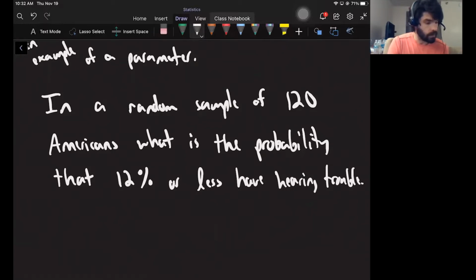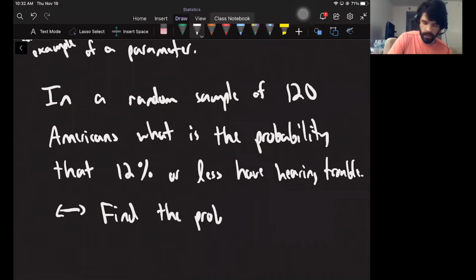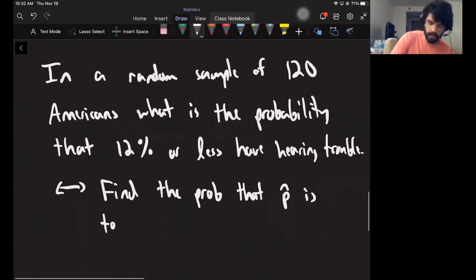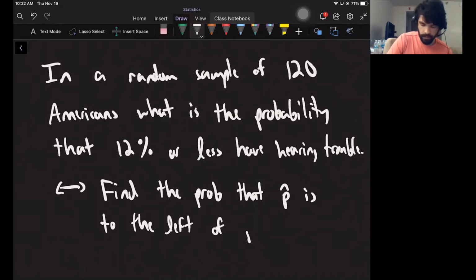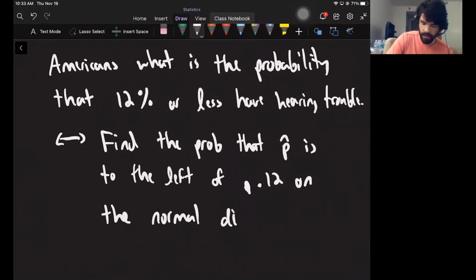Good. So what we're going to translate this into, to compare it to last time, is that we're really asking to find the probability that a sample proportion, a little p hat, is to the left of 0.12 on some normal distribution that we haven't yet said what it is.